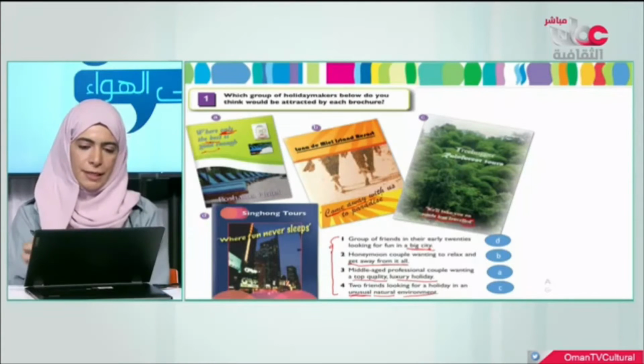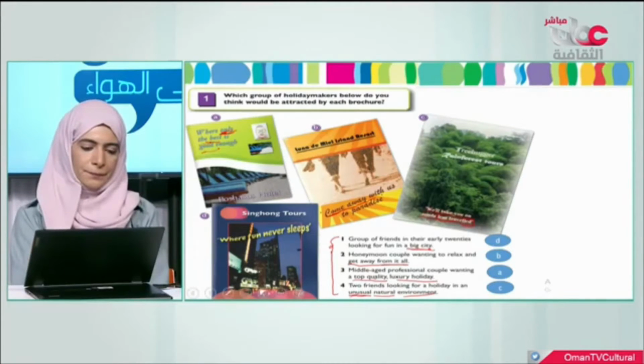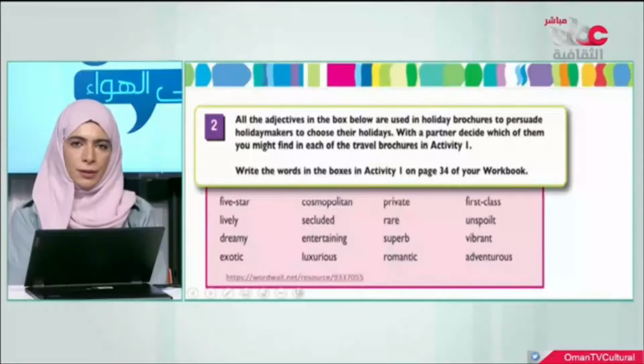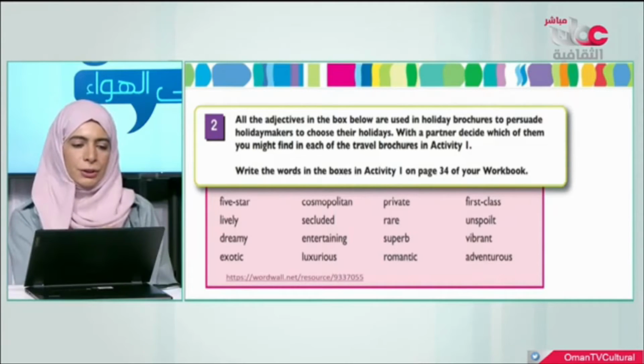Check your answers, and if you want, just transfer the answer from the screen. Now, move to task number 2 of the course book, the same page 2. Here we have a list of adjectives in which all the adjectives in the box below are used in holiday brochures to persuade holiday makers to choose their holidays. So all of the words or adjectives that we have here in the pink box are related to holidays.